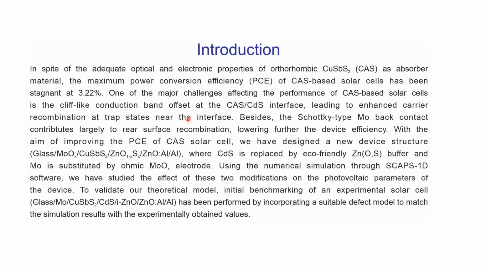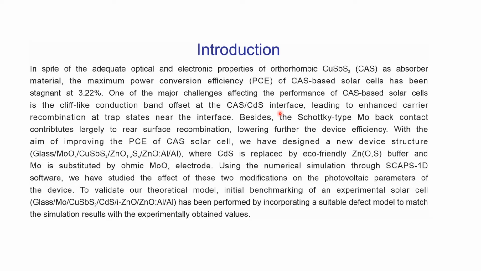Here we have our introduction. We have this material, copper antimony sulfide, which is a very interesting material for solar cells due to its promising properties. It exhibits an appropriate band gap, high optical absorption coefficient, and P-type conductivity. Currently, the maximum power conversion efficiency of a solar cell with this material as absorber layer is 3.22%.